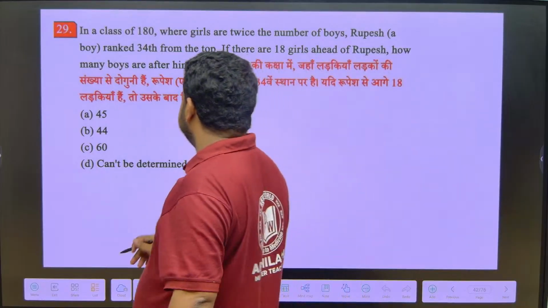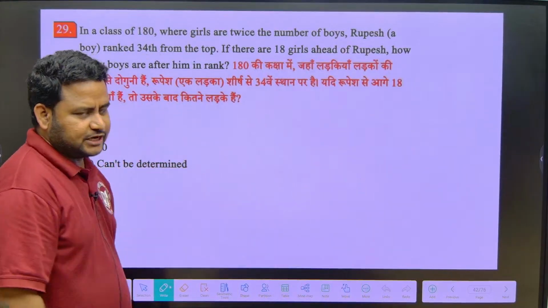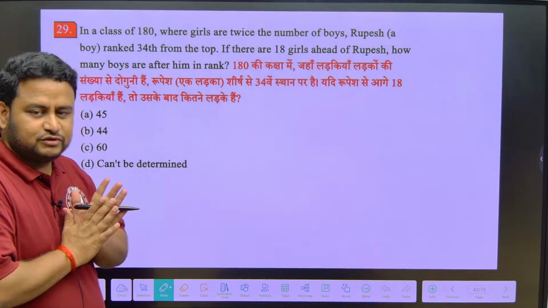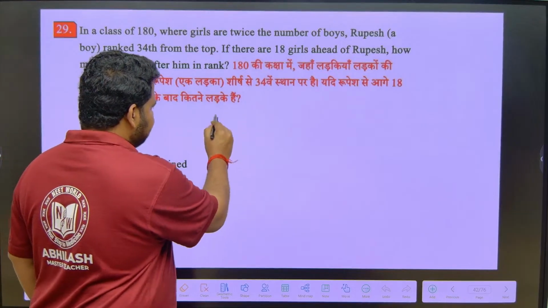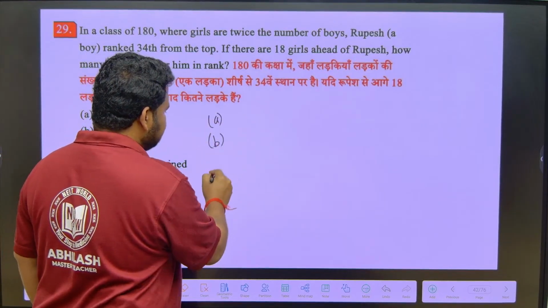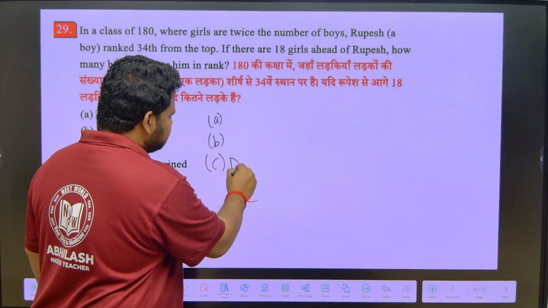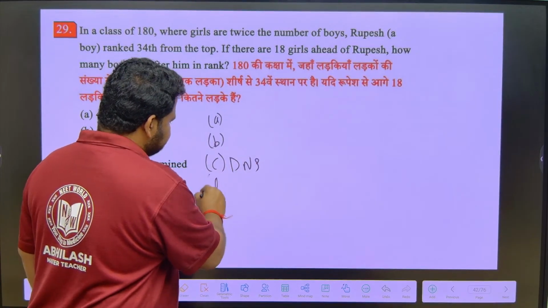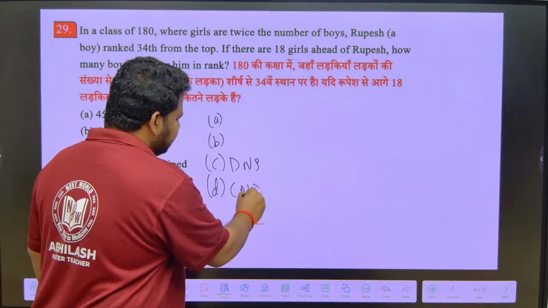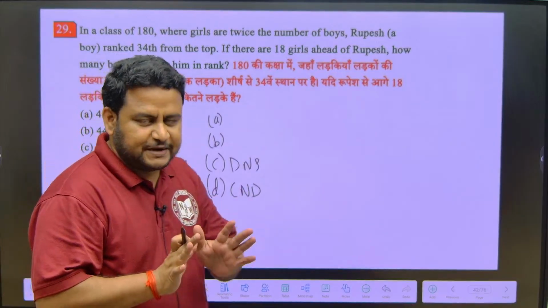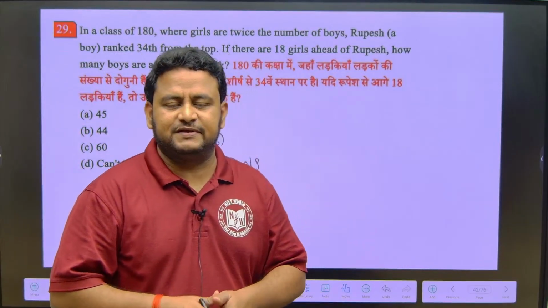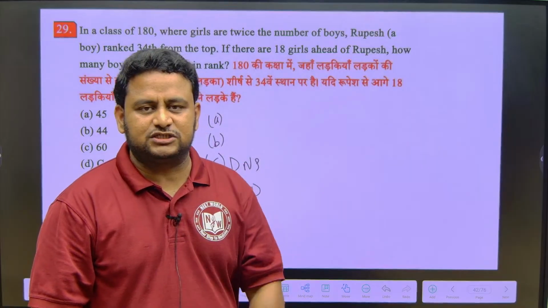So cannot be determined, data not sufficient. In some questions you can see option A some value will be given, option B some value will be given, option C they will say data not sufficient, and option D they will say cannot be determined. So first of all, please pay attention. I will tell you the difference between cannot be determined and data not sufficient.